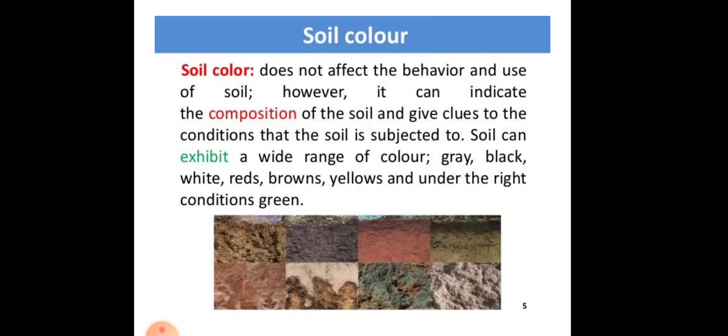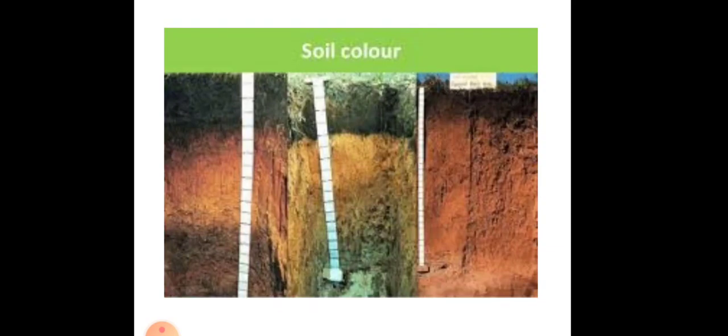There is a variety of ranges in the colors of soil, such as gray, black, white, red, brown, yellow. So these are the different colors, and this slide also indicates the different colors present in the soil. This is the soil color.